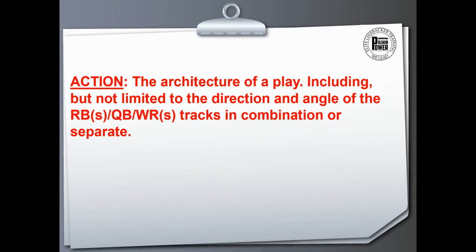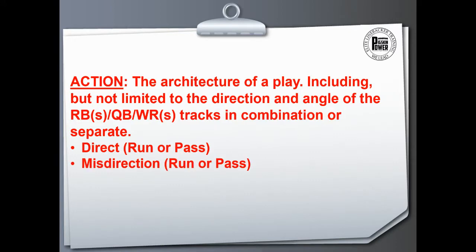To do that, let's simplify it for our players and break it down into 5 different forms of action. First, direct. Those plays, run or pass, that are direct. What we see is what we're going to get. Then, of course, there's misdirection, run or pass, where the play begins in one direction, but it's actually going opposite. So misdirection, such as a counter or a boot.